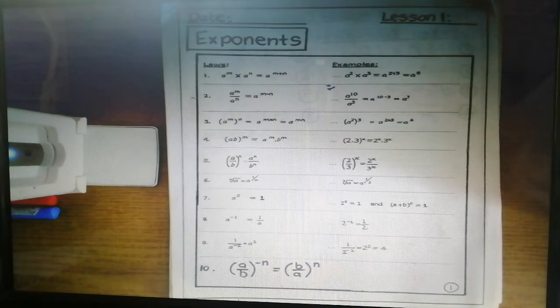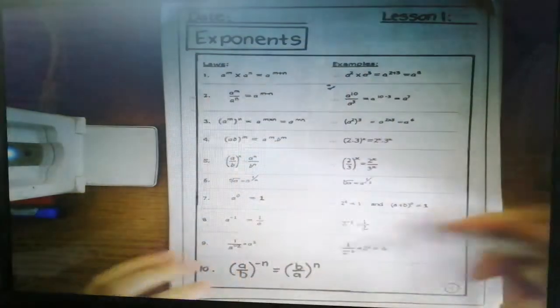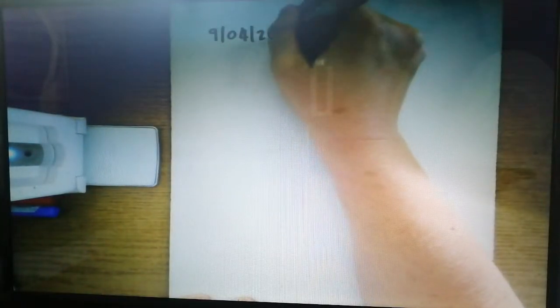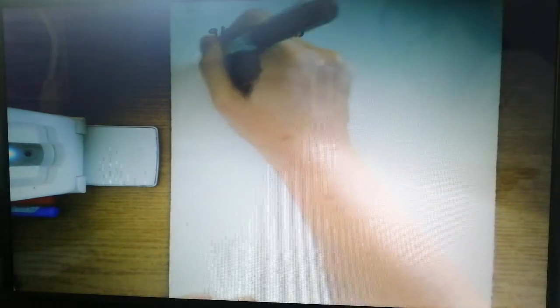I am now going to ask you to open your book and write today's date. We're just going to look over the exponent laws very quickly. So today's date is the 9th of the 4th, 2020, and we are doing exponents.